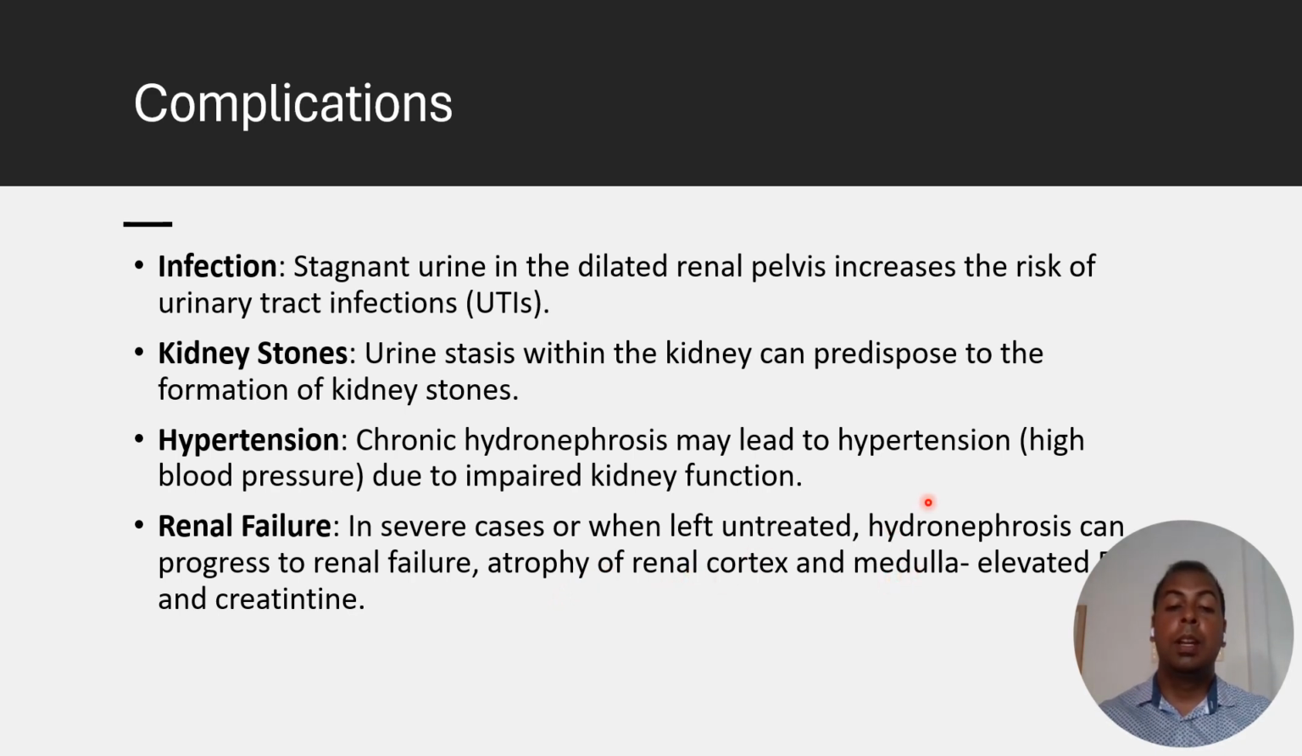Like I said in the beginning, because of the high pressures in the kidney, that could compromise the vascular supply of the kidney and cause ischemia to the renal parenchyma. Compromising the kidney would result in a decrease in GFR, and that would lead to elevated BUN and creatinine.